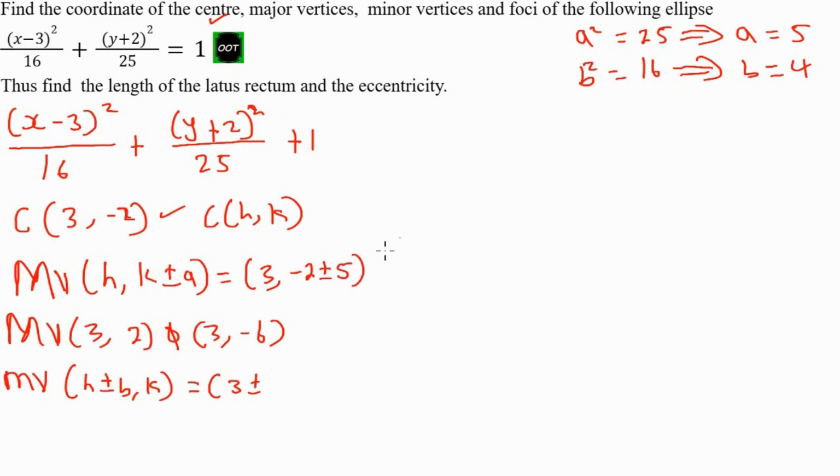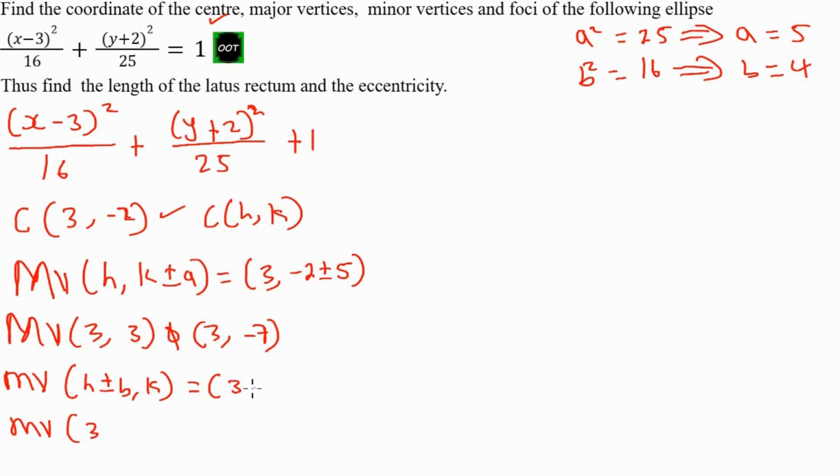That's the value of a. I instead put the value of b. Okay, my bad. And this will not be 2, and this will not be minus 6. So minus 2 plus 5 is 3. That should be 3. And this should be minus 2 minus 5, which is minus 7. Excellent. So that will be 3 plus or minus the value of b is 4. So now we can split that and have the lowercase mv, the minor vertices, to be 3 plus or minus 4, and again I haven't put the value of k, which is minus 2.